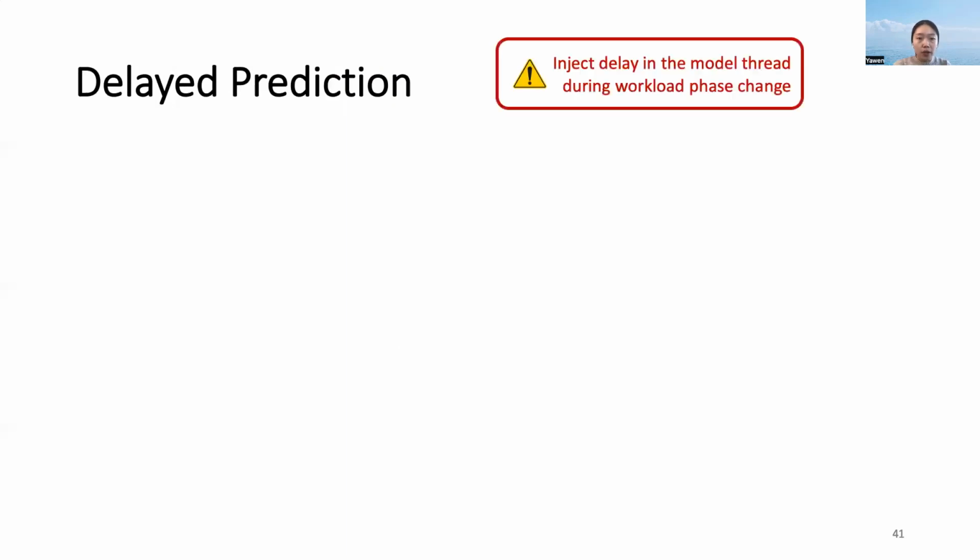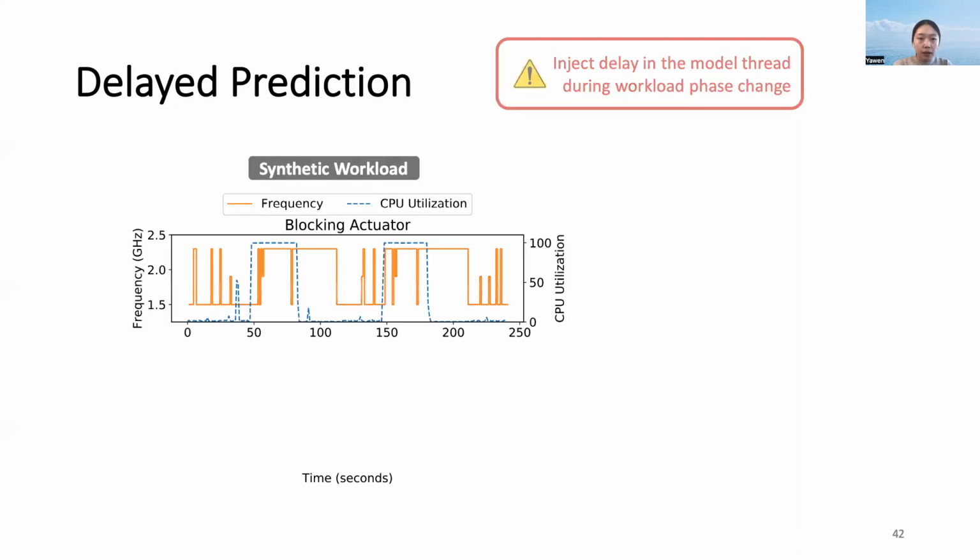Next, I'll show the results for delayed prediction, where a delay is injected in the model thread during a workload phase change. In this plot, the blue dashed line shows the CPU utilization of the workload. For the synthetic workload, overclocking is beneficial when CPU utilization is at 100%, when all cores are busy processing the batch job. A 30-second delay is injected in the model thread when the workload finishes processing a batch.